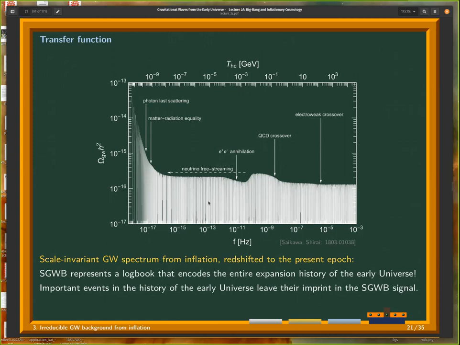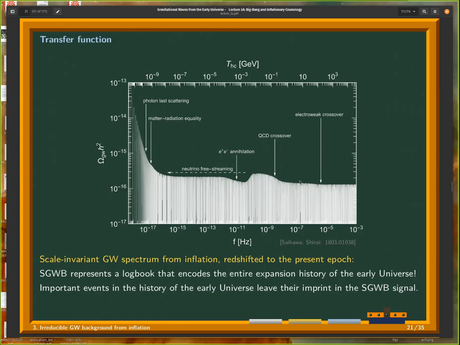So this is what you can see here in this plot. You start with a scale invariant spectrum from inflation. So just for simplicity, I set the tensor index to zero, just a flat line. But then you see the effect of the expansion after inflation. So when the gravitational waves are redshifted to the present epoch, you see that all the important events in the history of the early universe leave their imprint in this stochastic gravitational wave background signal.